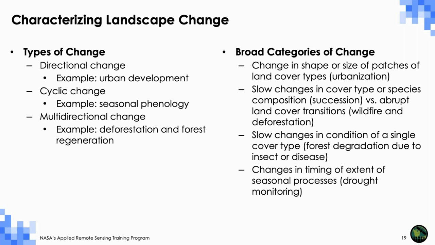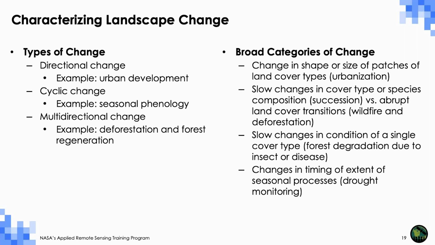And there are also several broad categories of change that you can detect with satellite imagery. And those include change in shape or size of land cover type patches, something like urbanization analysis, for example, like we saw in the previous slide, is a really good example of this, as well as slow changes in cover type, which are more difficult to detect than abrupt changes, like those due to wildfire or deforestation. And we can also detect slow changes in the condition of a single cover type, like say forest degradation due to insects and disease like we've mentioned before.